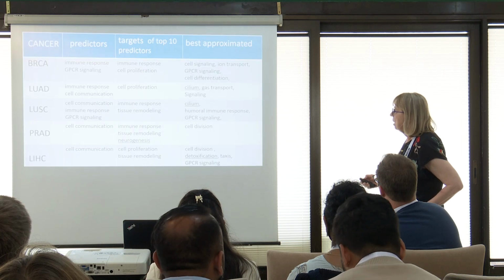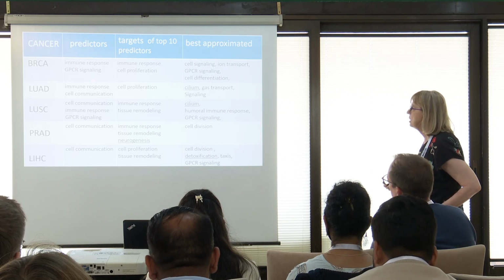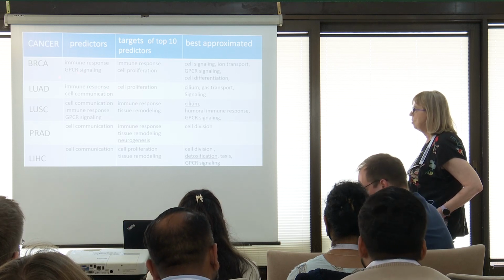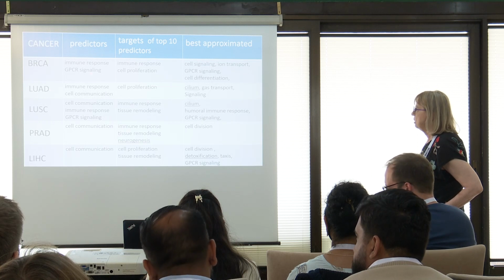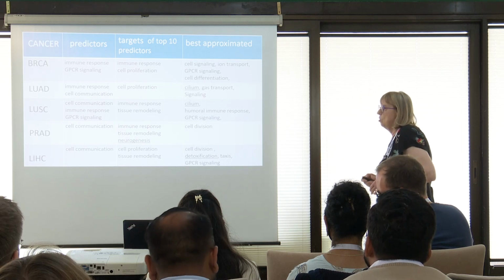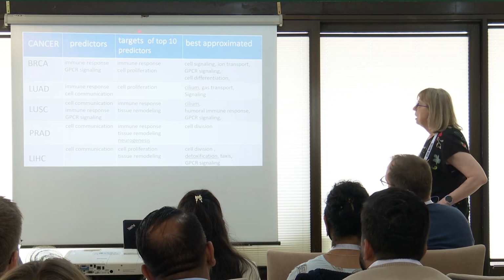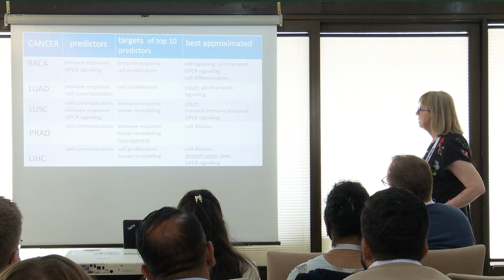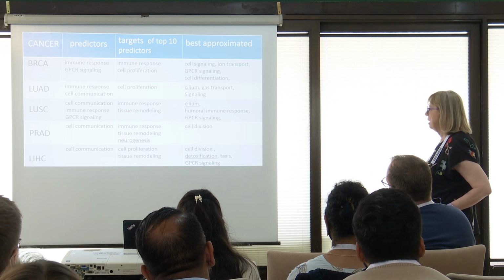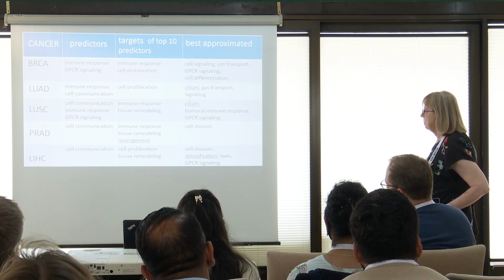We can appreciate that for all of those cancers, some of the terms repeat. For the predictors, it's immune response, cell communication, and G protein coupled receptor signaling. All of those terms, without exception, are related to processes that are external to the cell, so related to the environment. For the targets, again, we have immune response, cell proliferation, tissue remodeling. So again, we have processes that are often seen as a response to environmental stimulus.